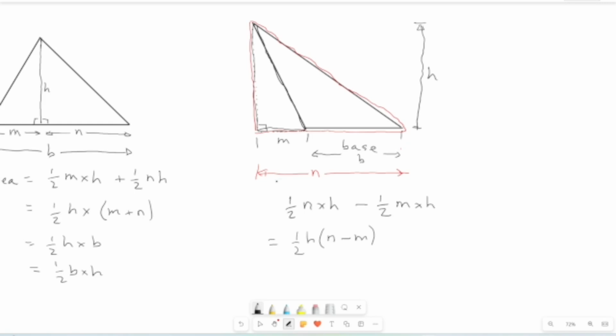Now, if we take m away from n, we're left with b, the base of the triangle that we started with. So once again, we get half h times b, or b times h, doesn't matter which way round they go. And so we see that the same formula applies to triangles of any shape. And that's all there is to it. The area of a triangle is half the base times the height.